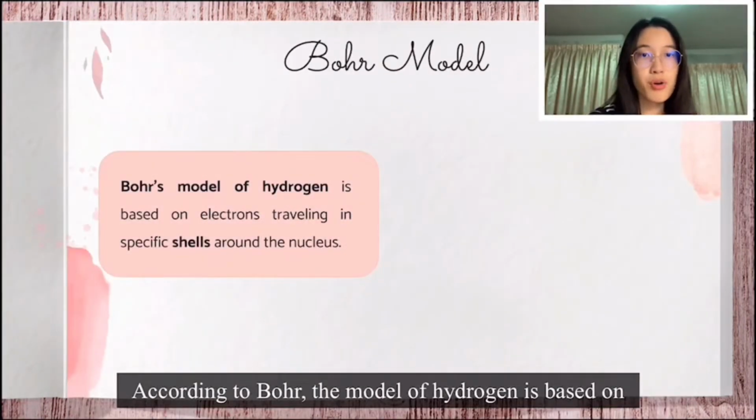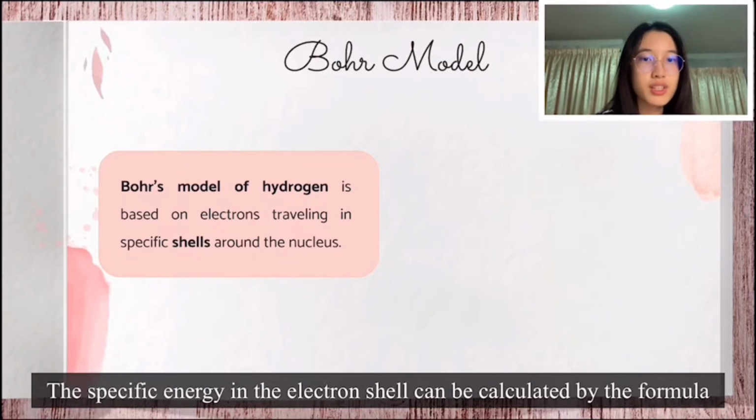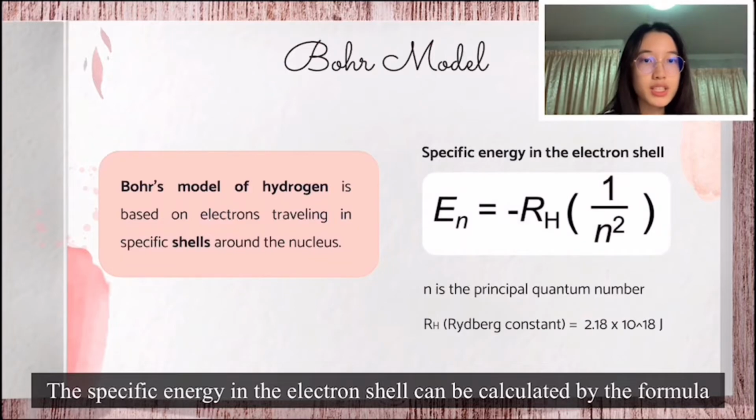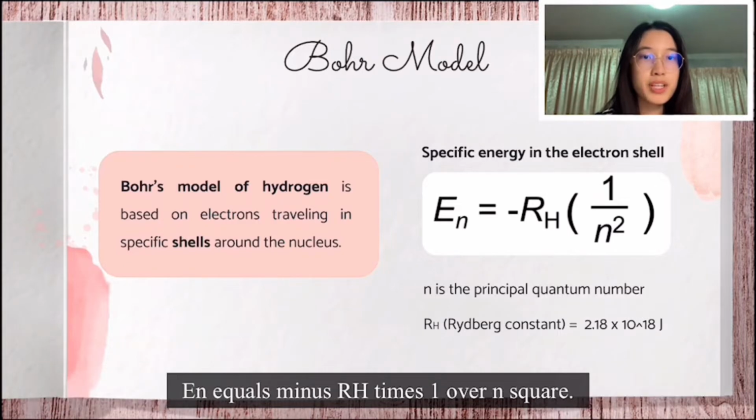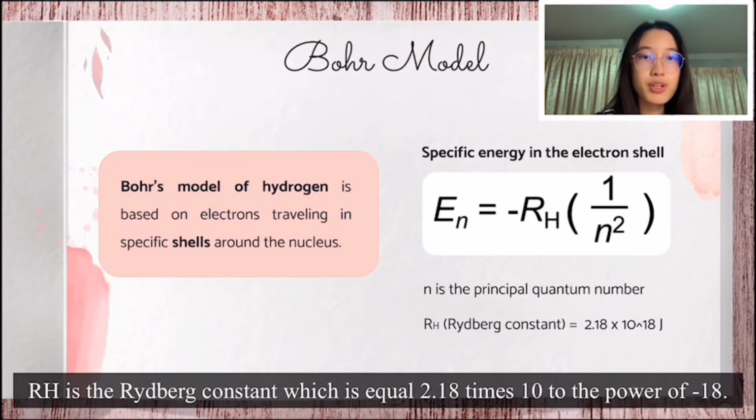So according to Bohr, the Bohr model of hydrogen is based on electrons traveling in specific shells around the nucleus, and the specific energy in the electron shell can be calculated by the formula En equals minus RH times 1 over n squared, where n is the principal quantum number and RH is the Rydberg constant, which is equal to 2.18 times 10 to the power of minus 18.